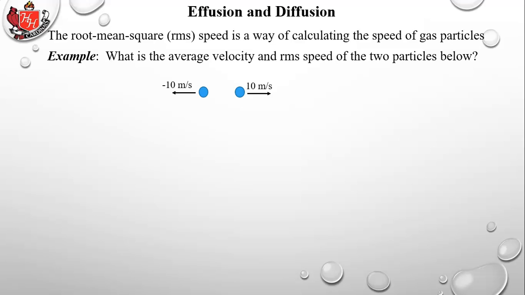So you have one of them moving to the right at 10 meters per second and one of them moving to the left at 10 meters per second. Now, when you're talking about velocity, you're talking about a vector concept. It has a direction to it. So the particle moving to the right, we've just assigned a positive value to its velocity. It's moving positive 10 meters per second because it's moving to the right. The one moving to the left is therefore negative 10 meters per second.